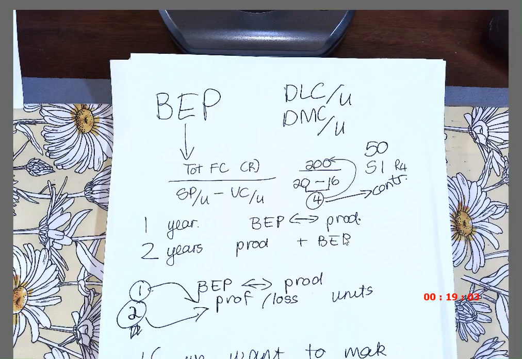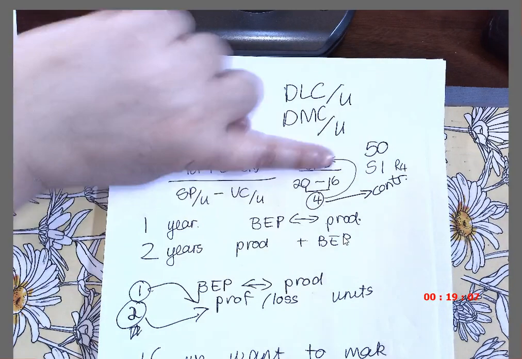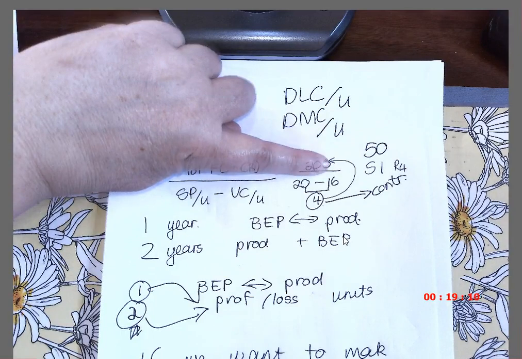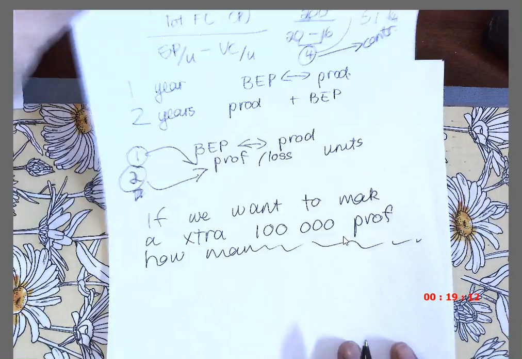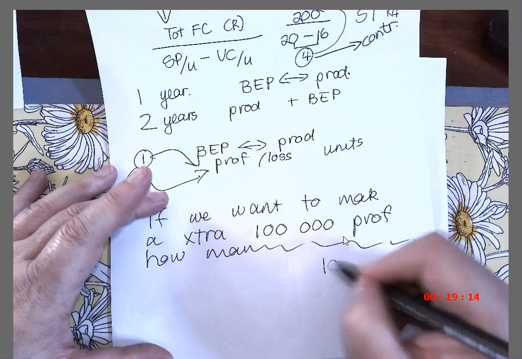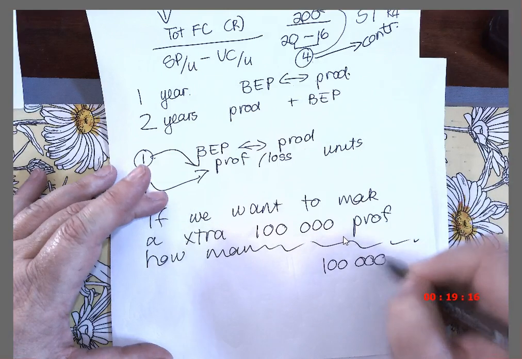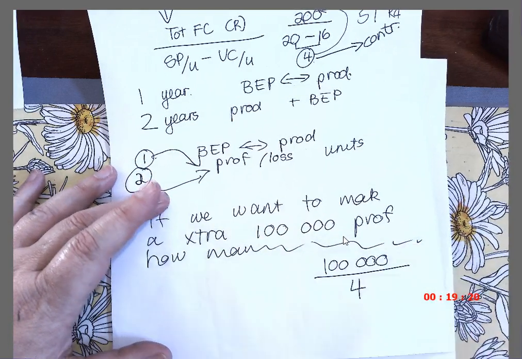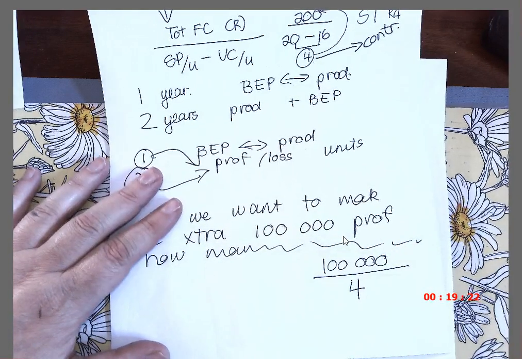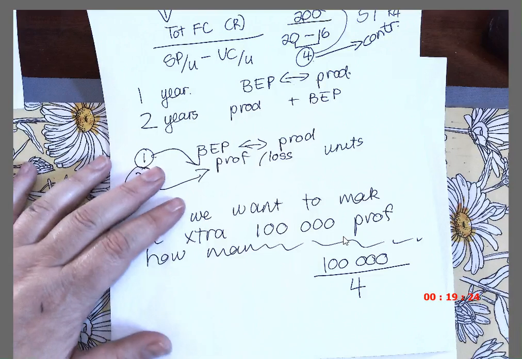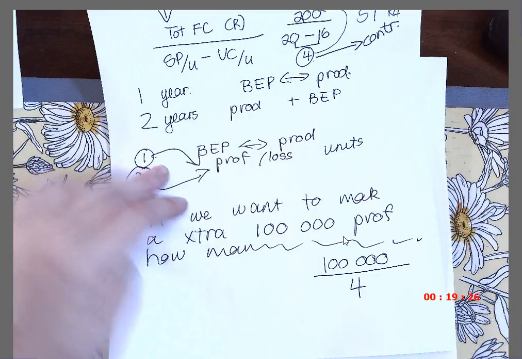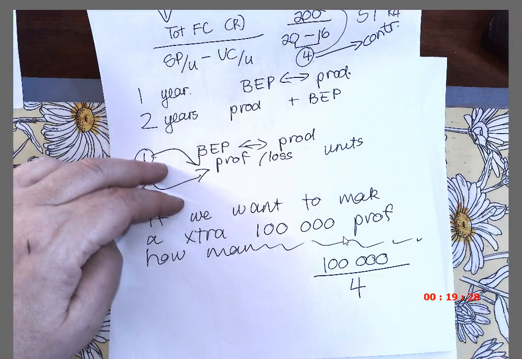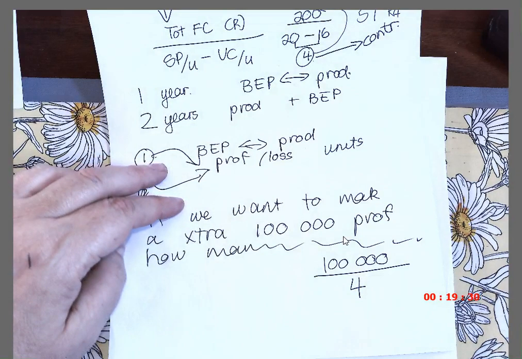So if I'm already making a profit, it means that fixed cost is now covered. So what am I going to do? I want to make 100,000 extra profit. With every product I sell, I've got a 4 rand contribution, because I sell it for 20 rand, but the variable cost was 16. So I have 4 rand to contribute.